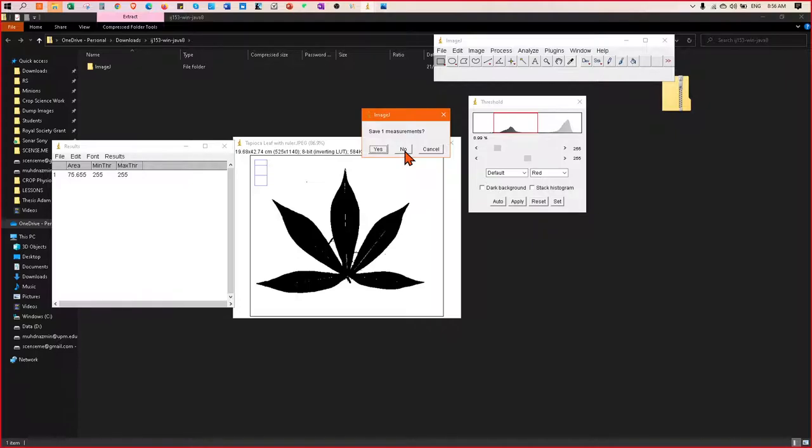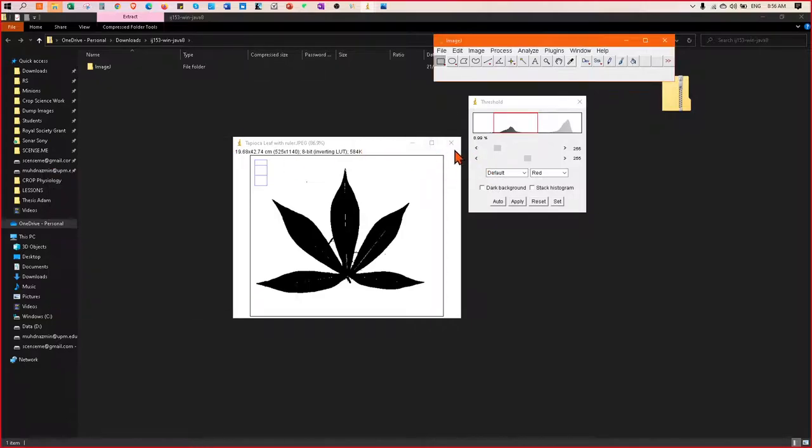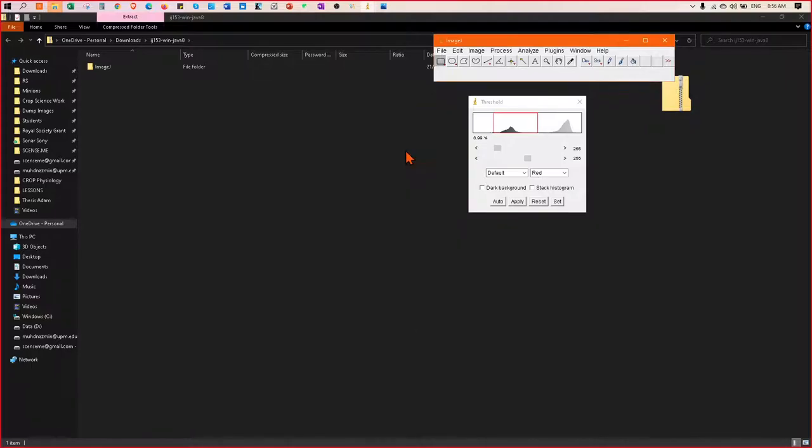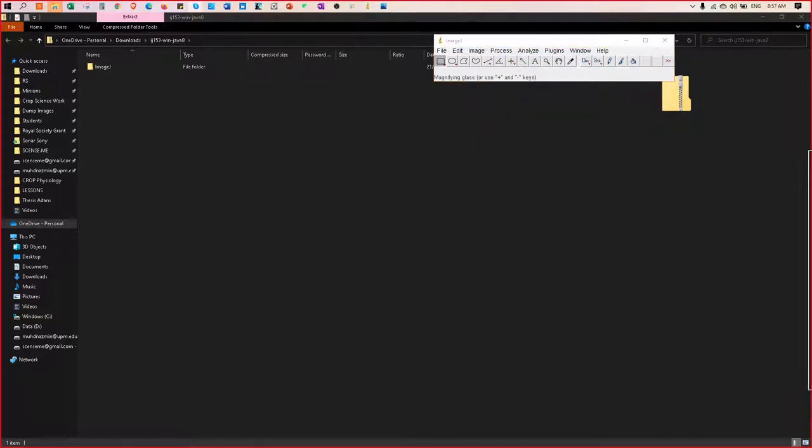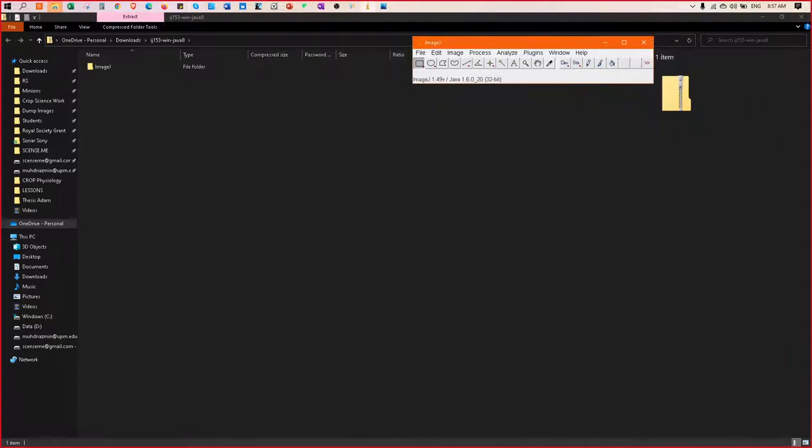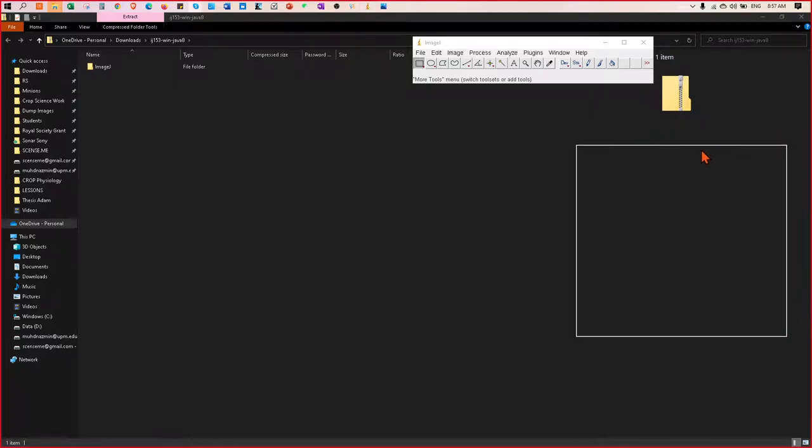How are you doing? Did you manage to install ImageJ? Yes, I already installed. Okay. Anybody got problems? I hope you can do this, okay? All right. So let's quickly learn how to do this.